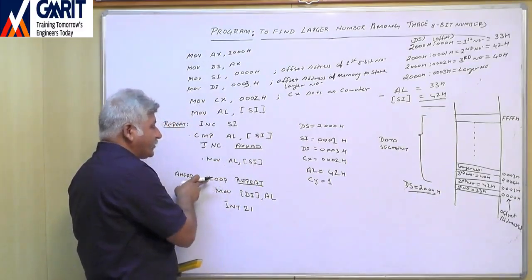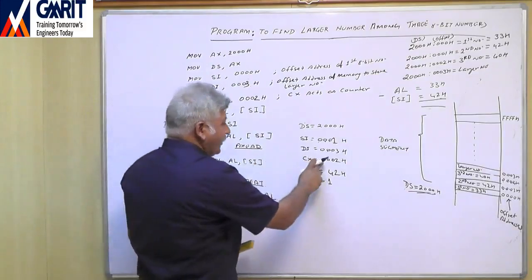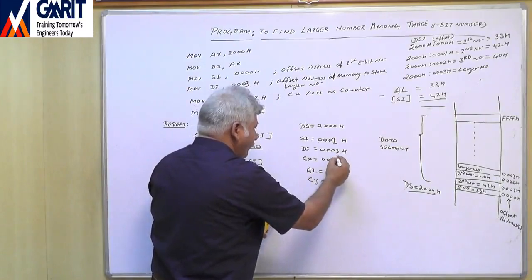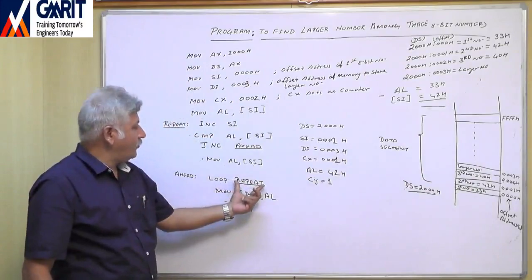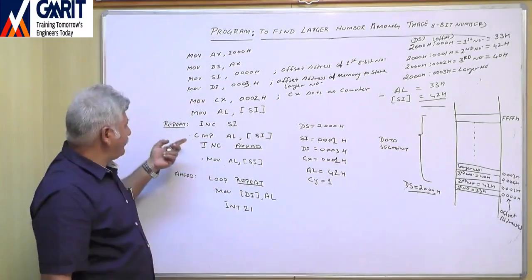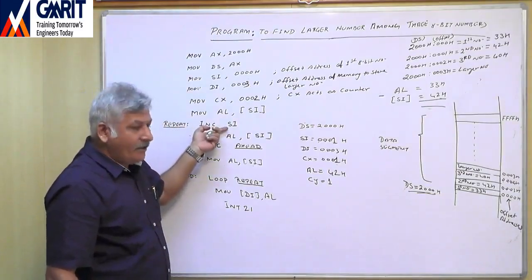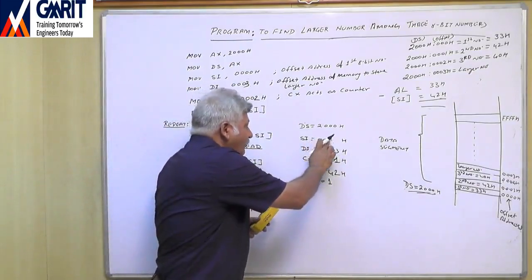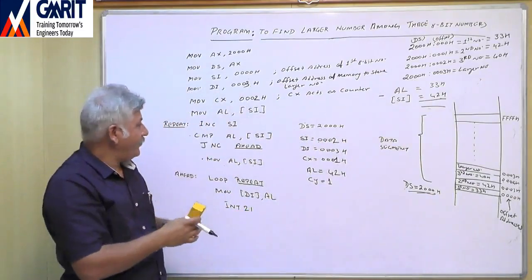After this the LOOP instruction is executed. It will decrease CX by 1. If CX is not 0, then go to the label repeat. Now CX is 2, so it will reduce by 1 and become 0001. Now this CX is not 0, so the program sequence will go to label repeat. Then here the instruction is INC SI. It will increase the value of SI by 1, that is, now it will be 0002. And this is the offset address of my third data.